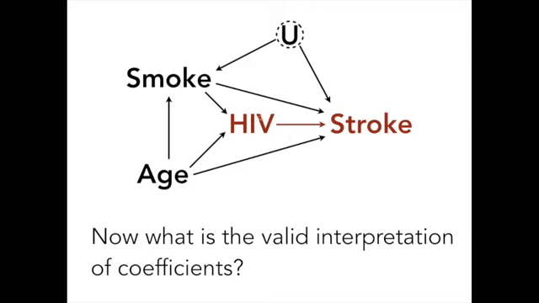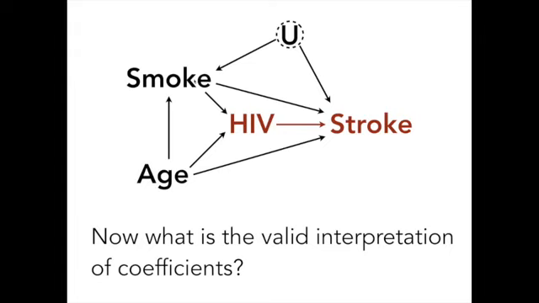Why? Because we can condition on smoking. This biases any causal estimate of smoking on stroke, but that's not what we want. You with me? I'll say it again. This biases any causal estimate of smoking on stroke, but that's not what we want. We want an estimate of HIV on stroke, and this doesn't hurt us there.